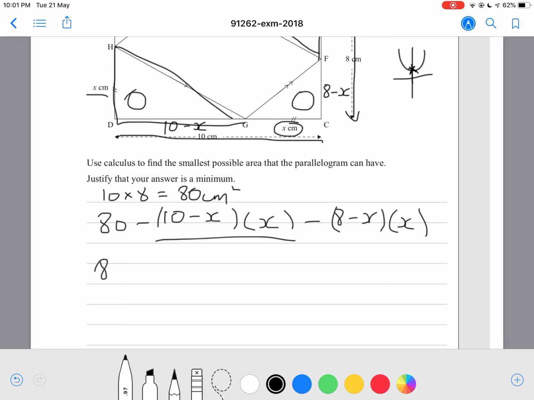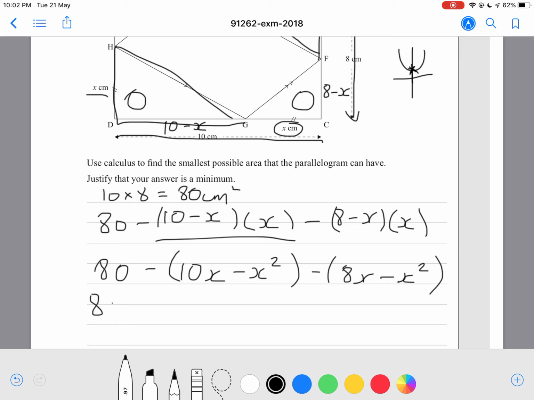Okay, I'm just going to say 80 minus 10x minus x squared, minus 8x minus x squared. Okay, you're happy with that? We're just multiplying these together.